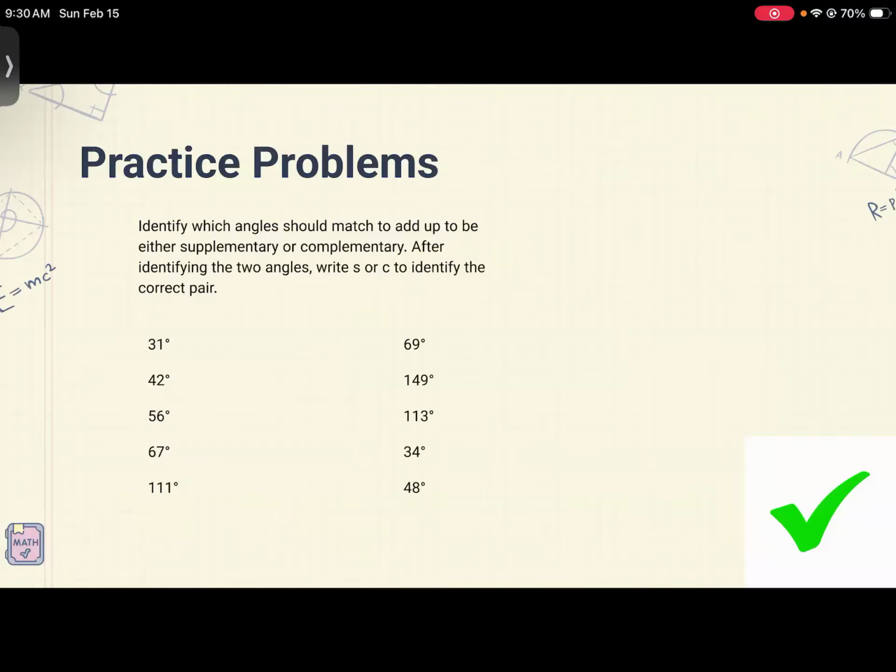So these are some practice problems. Identify which angles should match to add up to be either supplementary or complementary. And then after identifying the two angles, write S or C to identify the correct pair.